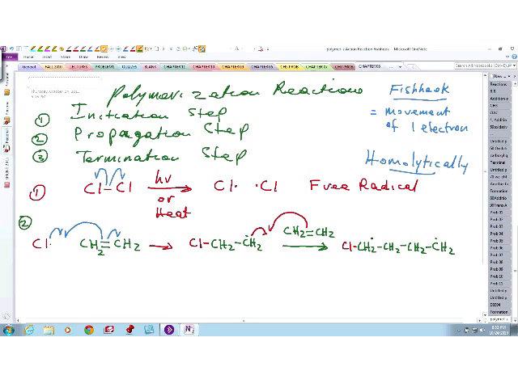Okay, we form another free radical. Can anybody tell me what will be the next thing that will happen? What will be the next thing that will happen? I know exactly. It will react with another molecule of ethylene. And so we call this process here a chain growth polymerization process. Chain growth polymerization.